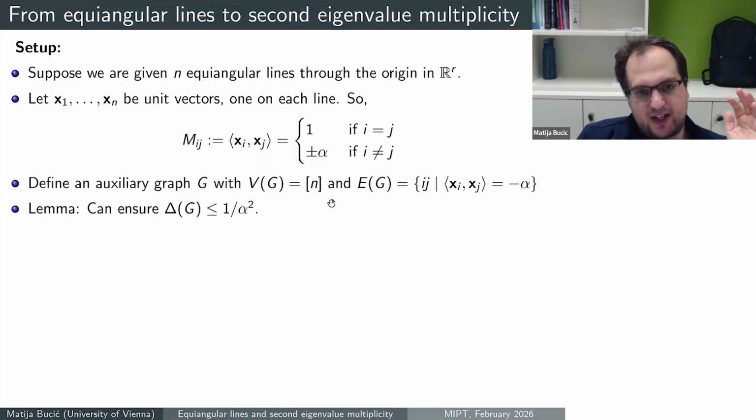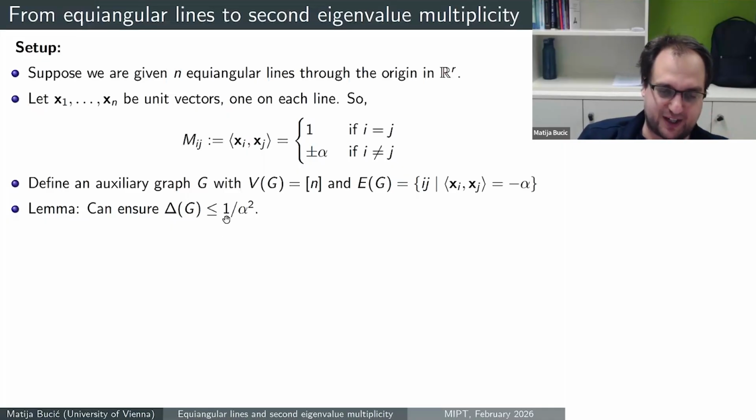So just again to summarize this auxiliary graph G, it's encoding where we see the negative dot products. And what we can ensure is that it's sparse, so it has a small maximum degree. Small meaning upper bounded by 1 over alpha squared, just to keep things clean. I'm not going to show you a proof of this lemma because it's a bit of a digression from where I want to go. And it's also really a result from the previous paper that Igor proved. But this is one of the few things in the reduction that I'm not going to show.